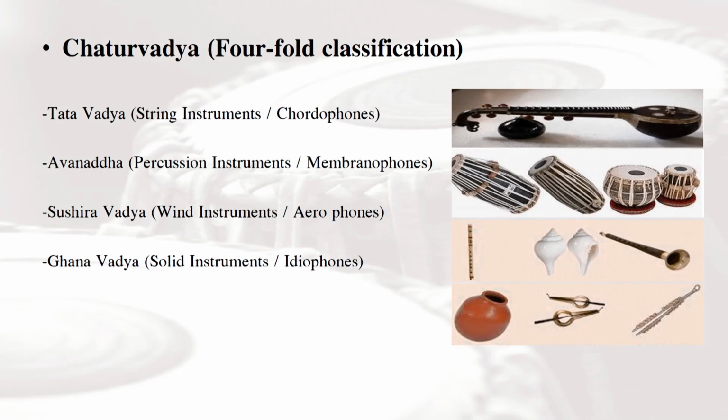Kanjira, a small frame drum used in South Indian Carnatic music. It has a single membrane and produces sharp, high-pitched sounds.